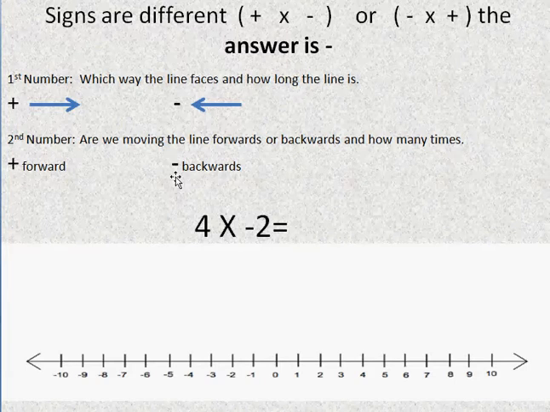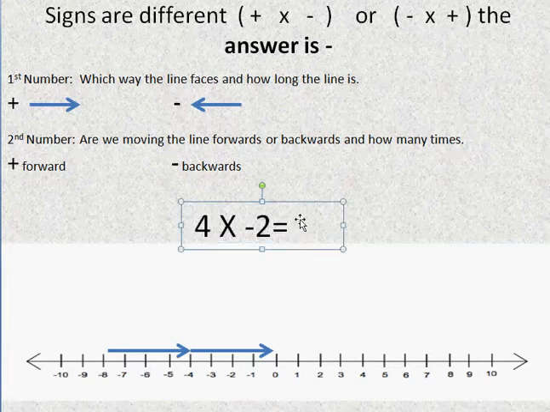So this first one is 4. Now it's a positive 4, so my line is going to be 4 units long, and it's going to the right. But since it's times a negative 2, we're going to move it backwards 2 times. So we're going to move it backwards once and backwards twice. And that line basically ends up right here on a negative 8, in the negative side of the number line. So 4 times a negative 2 is a negative 8.